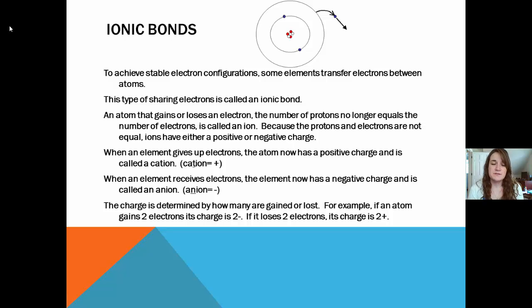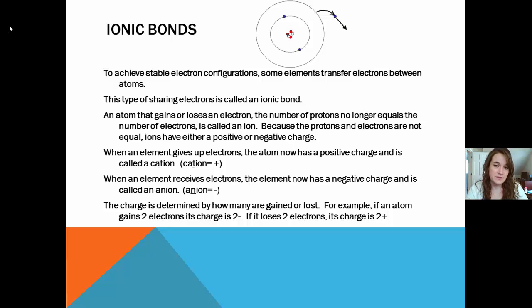The first way they do that would be ionic bonds. To achieve stable electron configurations, some elements actually transfer electrons between atoms. One gives and one takes. That's called an ionic bond. If an atom gains or loses electrons, the protons and electrons are now not equal. Because of that, there's going to be a charge, either positive or negative, on that atom.